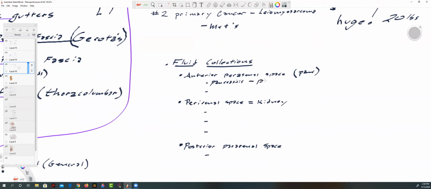Pancreatitis. Pseudocysts can occur in the anterior pararenal space because the pancreas is in the anterior pararenal space. Your book also mentions possibly an appendix. Now those can become large and create fluid and everything. But that is a retrocecal appendix. That's an appendix that sits behind the cecum.